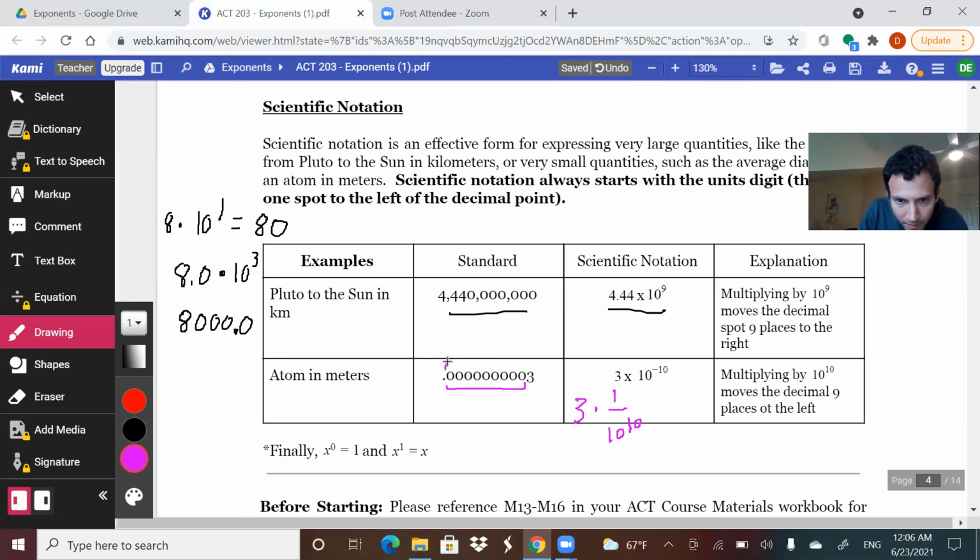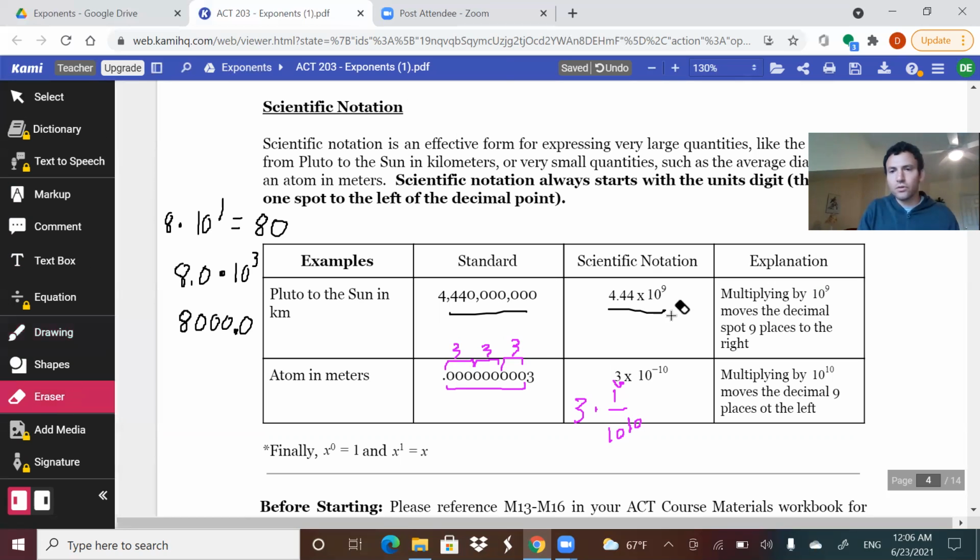1, 2, 3. 1, 2, 3. 1, 2, 3. So by moving the decimal spot over, the first time I moved it over, the 3 goes right here, and then I go 9 more times, and that creates the 9 zeros. So all it tells you is how far to move the decimal spot to the right if it's to a positive exponent, or to the left if it's to a negative exponent.